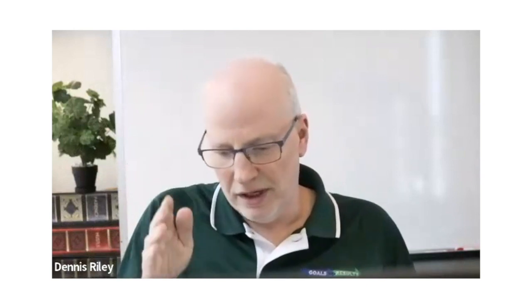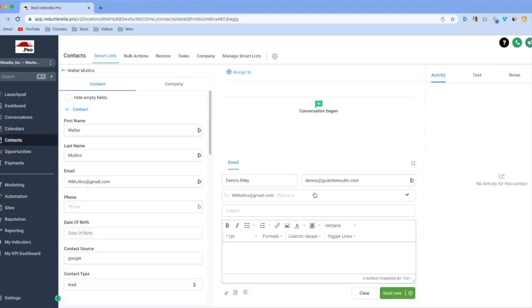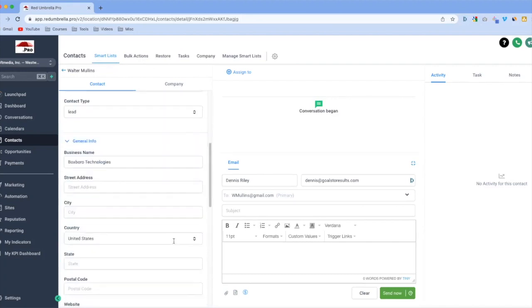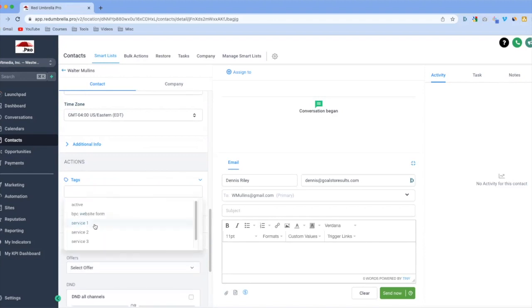Okay, now what we do, that's the first step. The second one is, for whoever is in all of these pipelines and going into each step, you can tag a contact, which means, okay, this person is in this service, and it's an active person. So we could put 2 tags in: active and service 1.